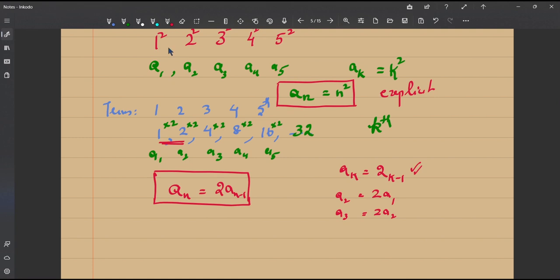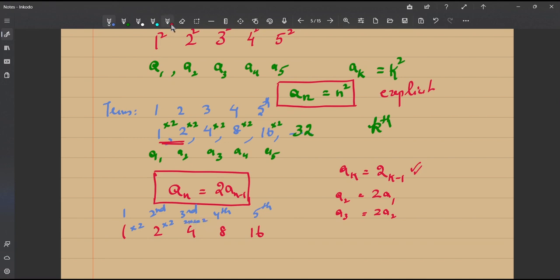Now let me rewrite the sequence here. It is 1, 2, 4, 8, 16 and so on. This is the first term, the second term, third term, fourth term, fifth term. So observe that we are multiplying each term by 2, right? So this is 2 into 2 and this is 2 into 2, but this 4 is already 2 into 2. So can I write it as 2 into 2 into 2?